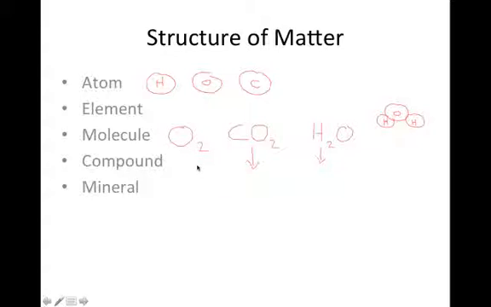Then the next thing we're going to look at is a mineral. A mineral is different than a rock in that a mineral always has a set chemical formula. One mineral that is very common is quartz. Quartz has the chemical formula of SiO2, meaning that to get quartz, you have to have one silicon atom bonded to two oxygen atoms, and that would make one molecule of quartz.